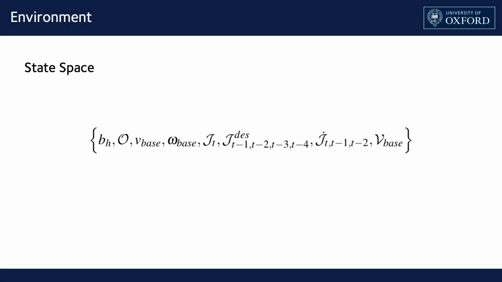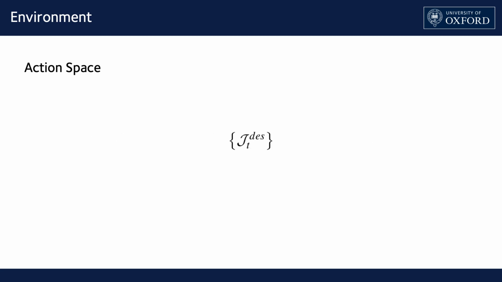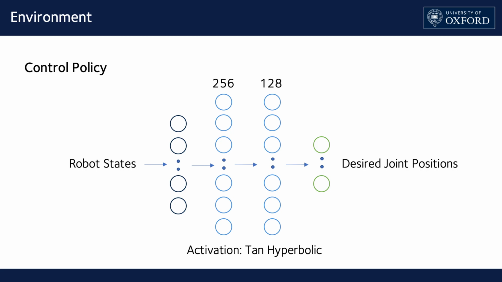To train a control policy for the task of tracking user-defined reference-based velocity, we set up our RL environment with a state space represented by a 109-dimensional vector comprising the robot's base height, base orientation, linear base velocity, angular base velocity, joint positions at current time step, desired joint positions at previous time steps, joint velocity at current and previous time steps, and the desired linear and angular base velocity. The control policy outputs a 12-dimensional action vector comprising the desired joint positions. We use a multi-layer perceptron with 2 hidden layers comprising 256 and 128 nodes as our control policy.